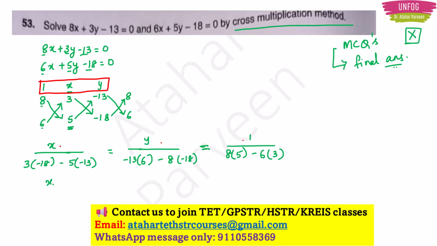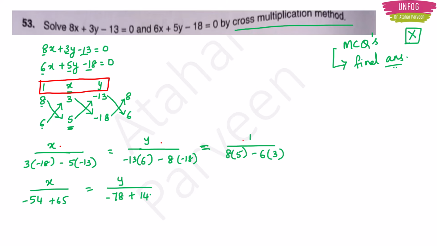So x divided by 18 3s are 54 minus 34 plus 65. Here y divided by 13 6s are 78 plus 18 8s are 144 is equal to 1 divided by 40 minus 18. Right. So here I will have x by 11, here I will have y by 66, here I will have 1 by 22.